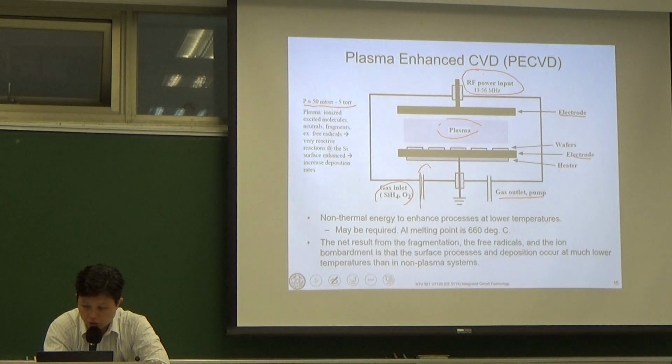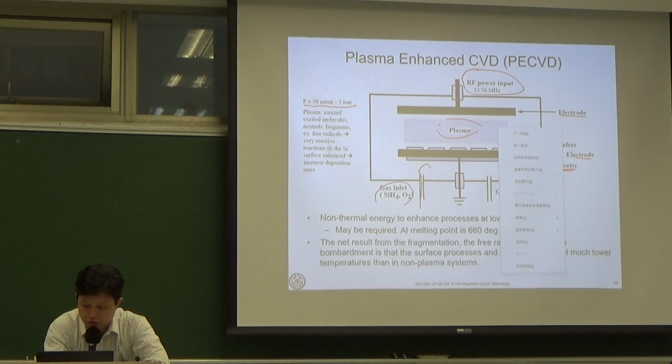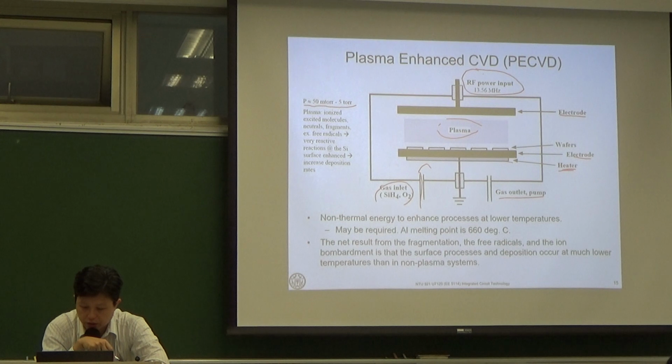Okay, so we have the heaters. We can heat up this susceptor or these electrodes, maybe to 200 to 300 degrees C. And from those fragmentation of free radicals and ion bombardment, that is the surface process. They combine with the deposition at the same time, but at much lower temperatures than the non-plasma system.